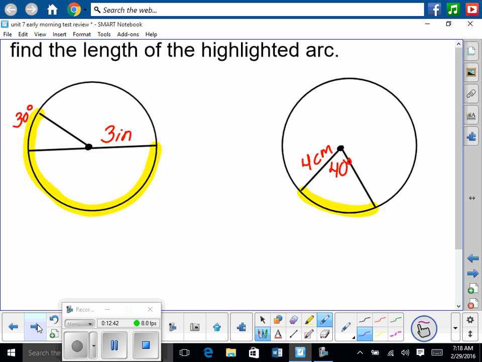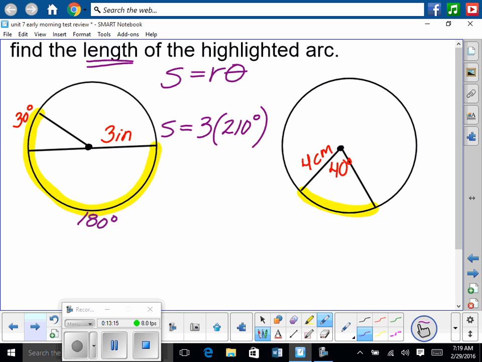Okay, so it says find the length of the highlighted arc. Because we're talking length, we know the length of an arc is S equals R times theta, right? Physical length of an arc. So looking at this arc here, we have 30 degrees. What would this piece of the arc be? 180 degrees. So we know that S equals our radius, which is 3, times theta, so 180 plus 30, which is 210, right? So that's R times theta. We'll change 210 to radians, so we'll multiply by pi over 180.